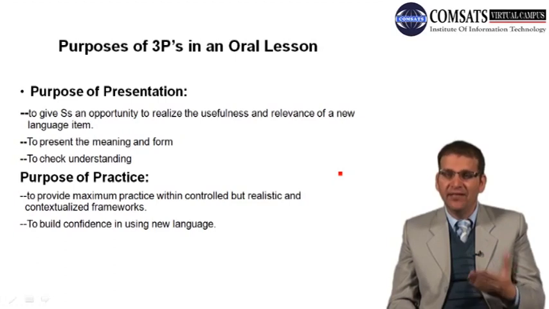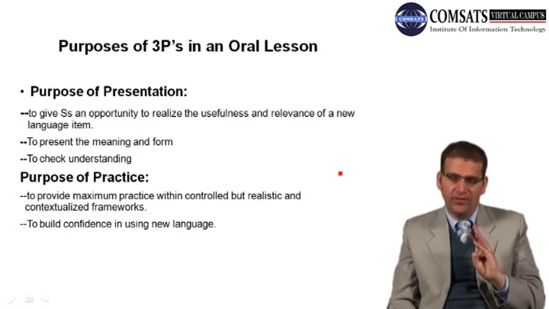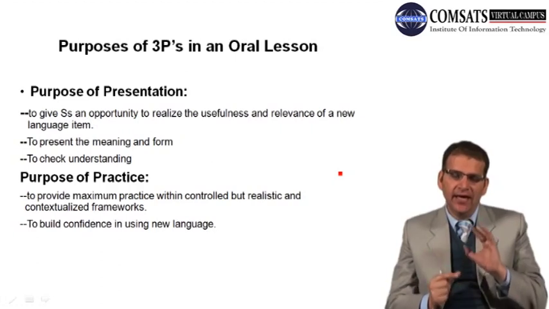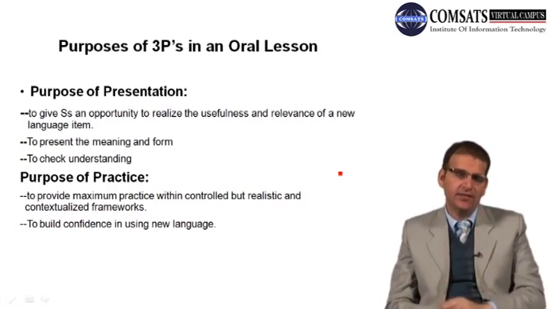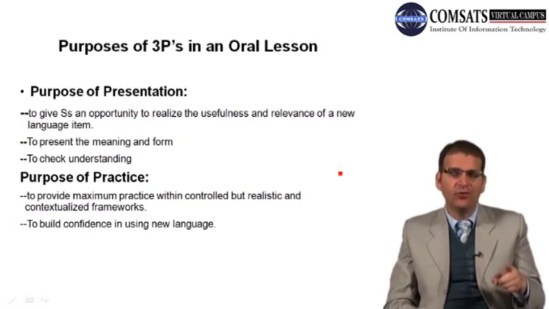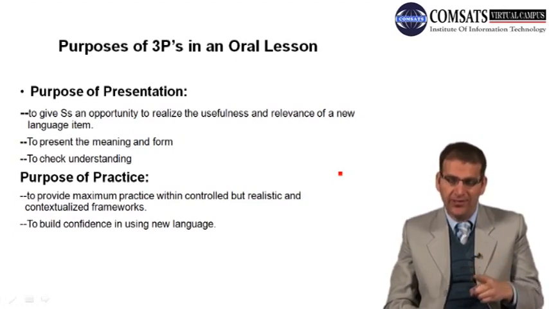When you present something, three things you must keep in mind. What is the purpose of that? Its relevance, its form, its meaning, right? Semantics, and check the understanding of the students. This is of course the purpose of presentation. Now what is the purpose of the practice stage? You see, mind you, first of all I told you that we are seeing, of course, the purpose of all three stages. So we saw the purpose of presentation.